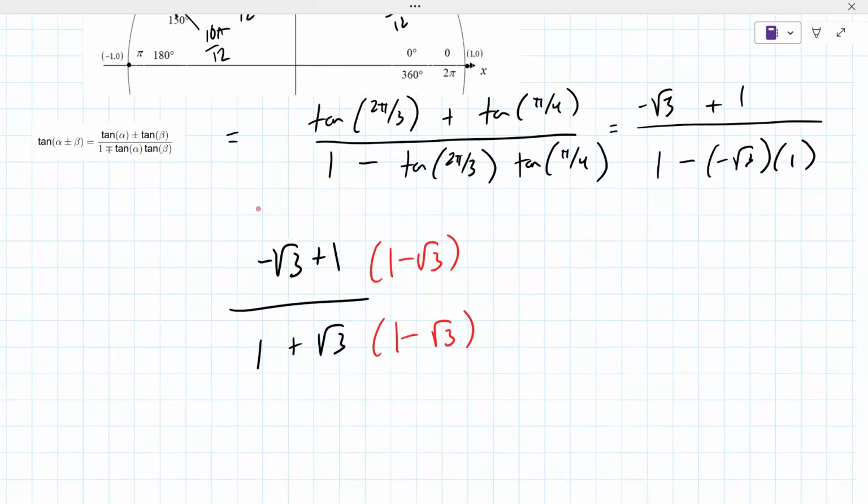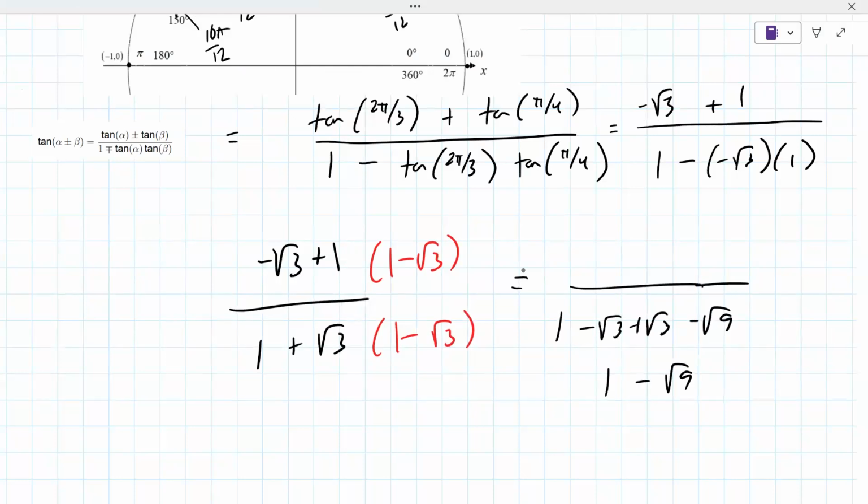And so after we do this, I'll definitely check it out, get the full answer on the computer. But on the bottom, it becomes 1 minus square root of 3 plus square root of 3 minus the square root of 9, which ends up being 1 minus the square root of 9, which is 1 minus 3, ends up being negative 2 on the bottom.